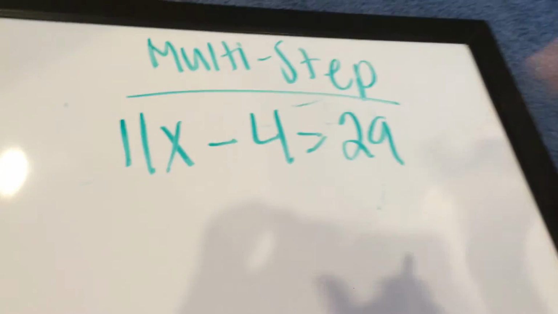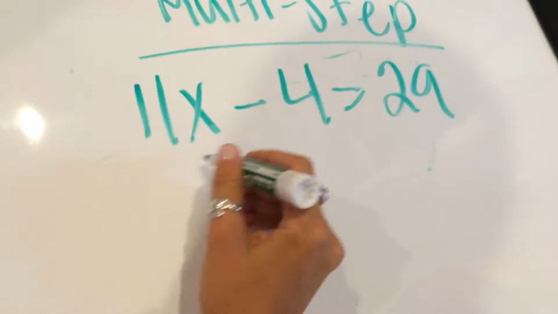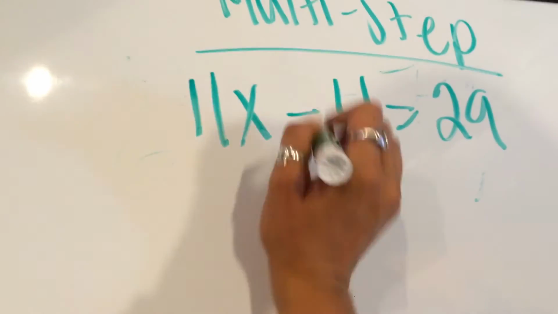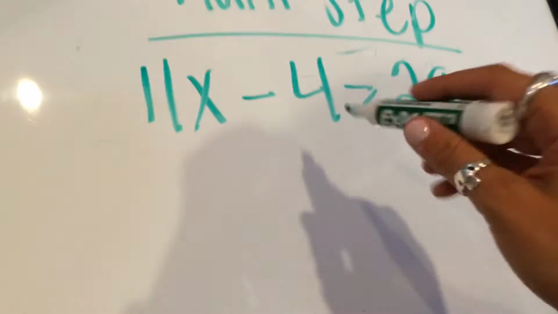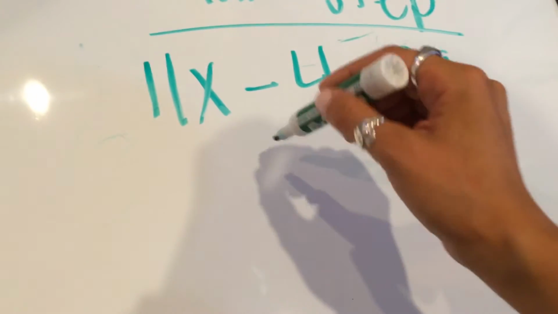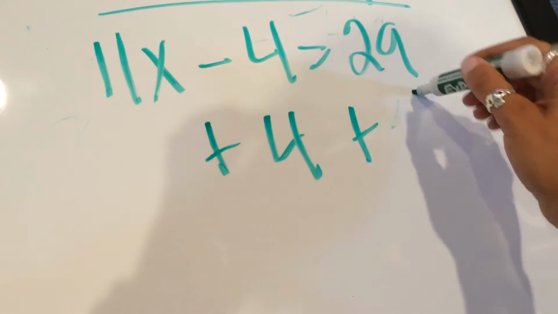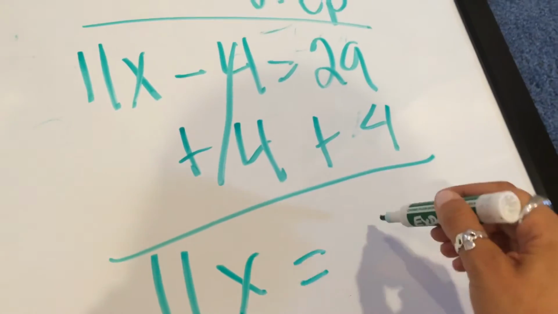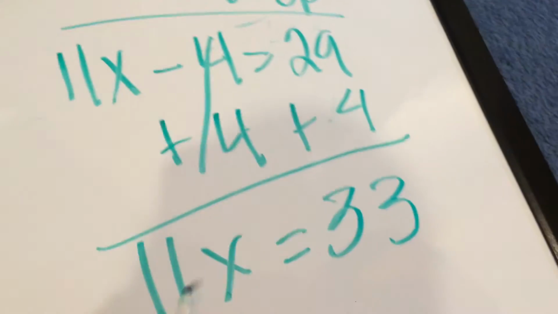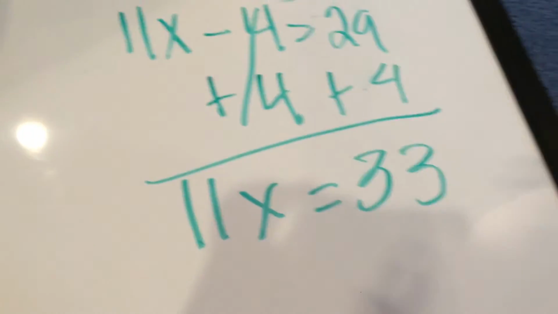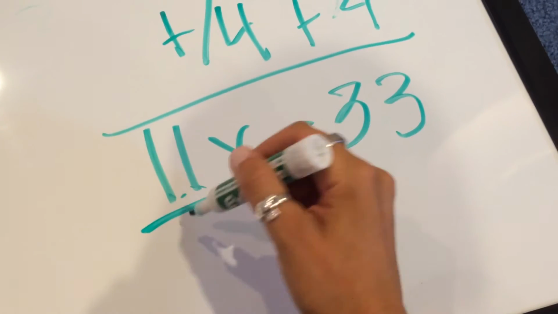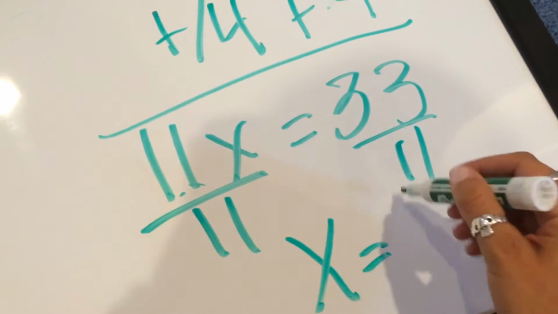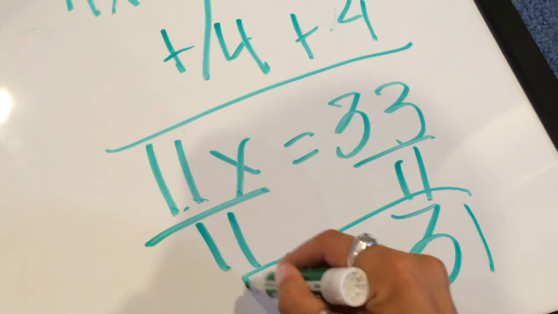11x minus 4 is equal to 29. Again, we want the x by itself, so this time the 11 is attached. So we have to keep this together for now, but we want to get rid of the 4. So we're going to add 4 on both sides. So we're going to get 11x is equal to 33. Now here, it's just like how we did the multiplication. Now we're going to divide 11 on both sides, and x is equal to 3. Voila.